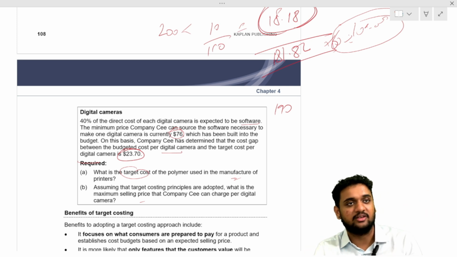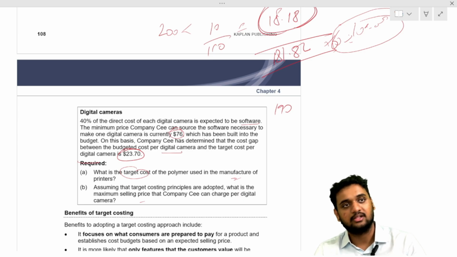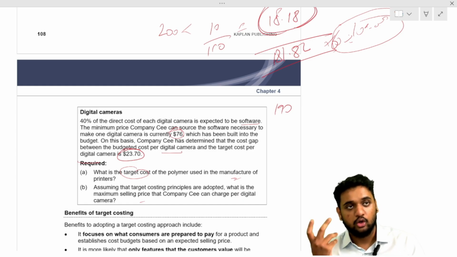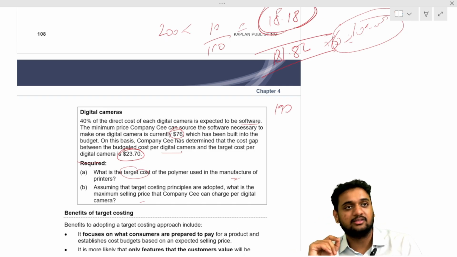40% of the cost is 76 rupees. The software cost we can get it for is 76 rupees. Understood? Software cost represents 40%, so total cost is 100%. If you do 76 divided by 40%, the total cost, we can complete the camera in 190 rupees.